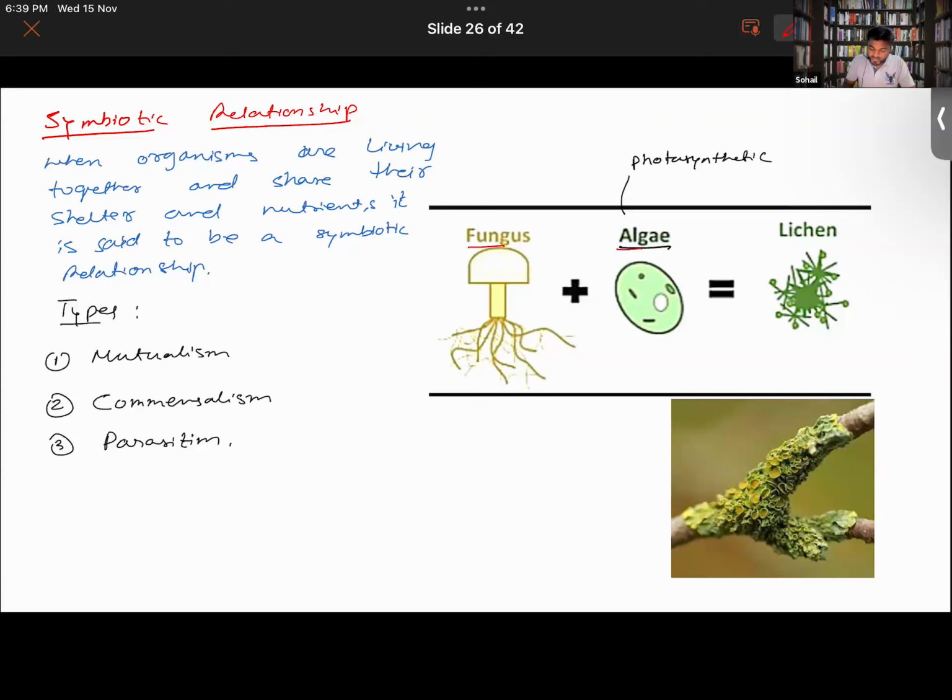In fact, the interesting thing about the lichens is that they are indicators of what? Indicators of pollution.